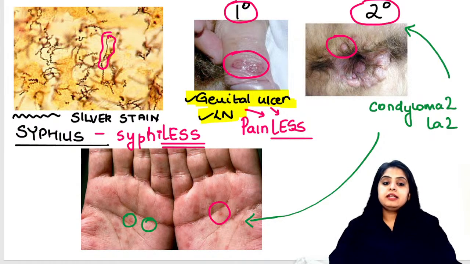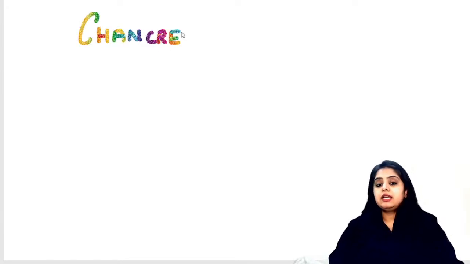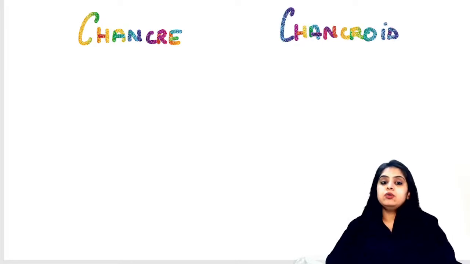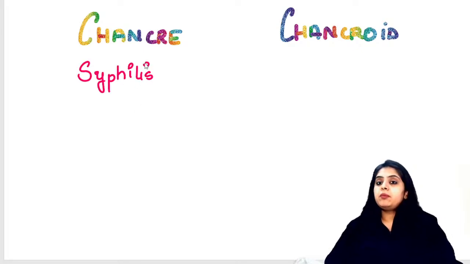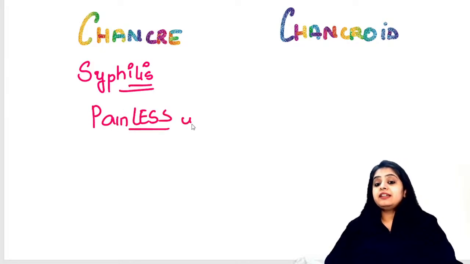तो जल्दी से let me actually tell you, what we studied over here was a chancre, okay? And then there is going to be something known as a chancroid, और दोनों बिल्कुल अलग हैं. I'll tell you how. What is it with chancre? Chancre is something which is syphilis. So syphilis is what? Painful or painless? So you said syphilis होगा, so this is a painless ulcer. This is a painless chancre.